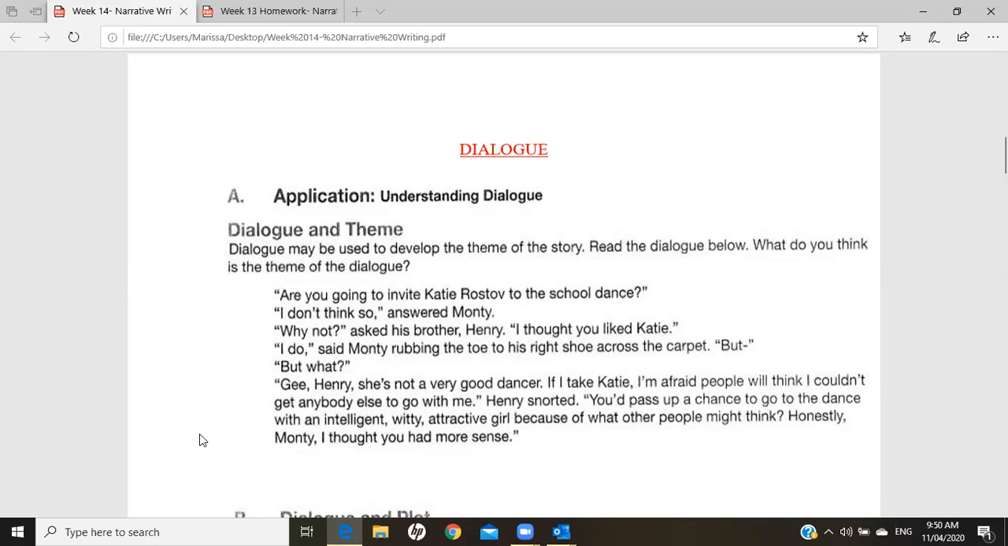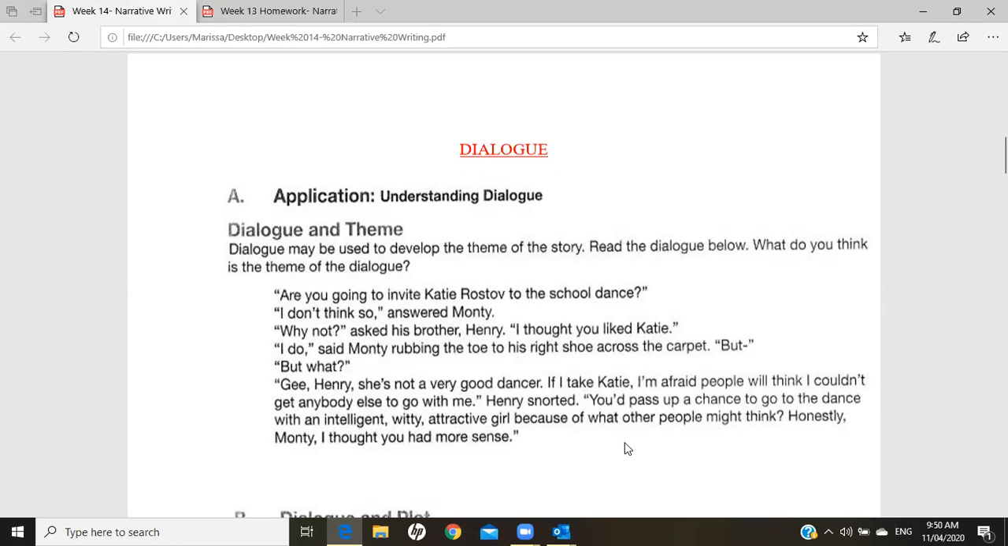Because he thinks of what everybody will think of him dancing together. Right, so one of the major themes is actually peer pressure. Because at the bottom here it says, "I'm afraid people will think I couldn't get anybody else to go with me." And then Henry's saying, you pass up a chance to go to the dance because of what other people might think. So the main thing happening here is that Monty's feeling a bit of peer pressure because, yes, he likes this girl, but because he is so afraid of what everybody else is going to think, he's not taking her.